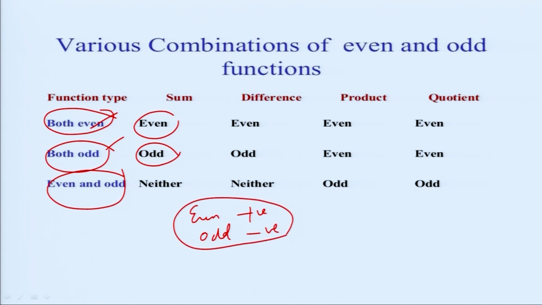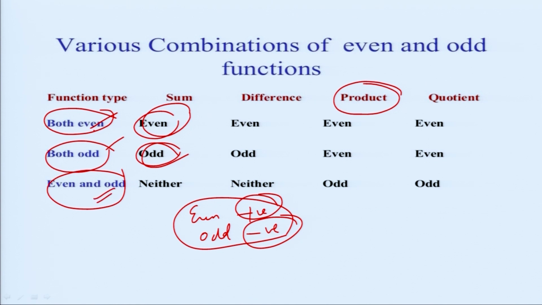easily remember this table. For example, if you add two even numbers, meaning two positive numbers, you always get a positive number. If you add two negative numbers, you will always get a negative number. Similarly, for the product, if you multiply two positive numbers, you get positive. If you multiply two negative numbers, you get positive. But this case is important: if one is positive and one is negative, you cannot say what the sign of the sum is, because it depends on which number is greater.